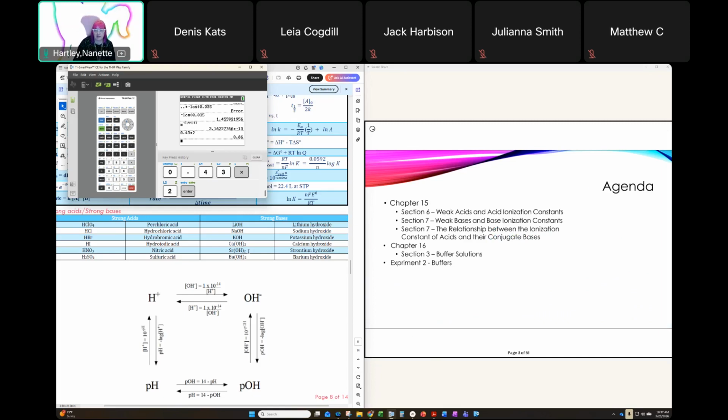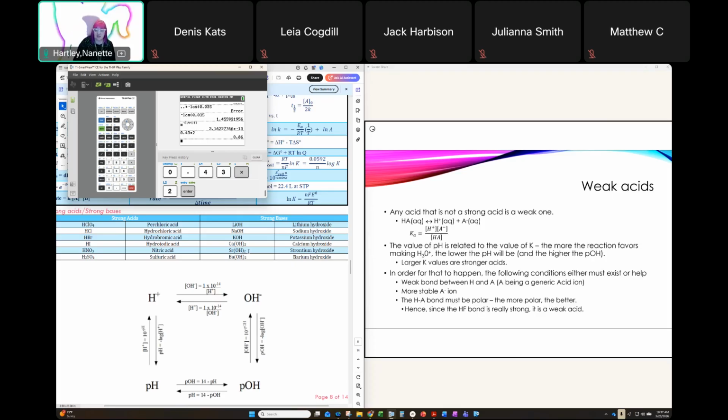So we'll talk about weak acids and acid ionization constants. We'll talk about weak bases and base ionization constants. We'll talk about the relationship between ionization constants for acids and their conjugate bases. Then we'll talk about buffers, because buffers are an important part of what falls out of all of this. So that's where we're going from. This is where all the math comes.